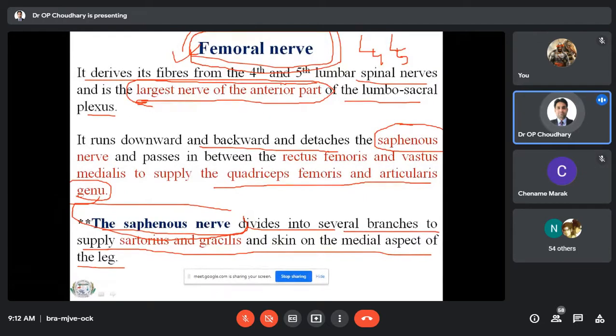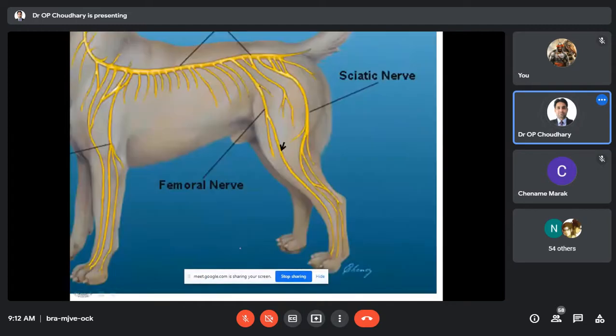So the femoral nerve gives one branch as a saphenous nerve that supplies the sartorius and gracilis by several branches. You can see here, this is the femoral nerve, and the femoral nerve detaches one branch as a saphenous nerve here. So the saphenous nerve supplies the sartorius and gracilis by giving various branches.